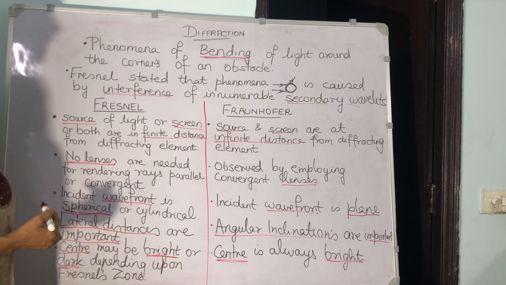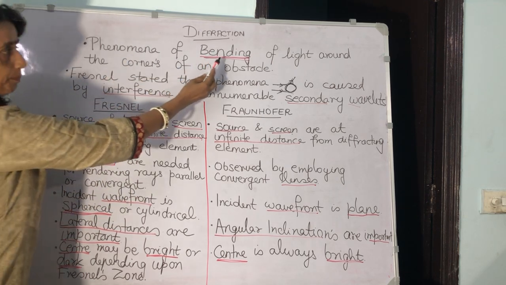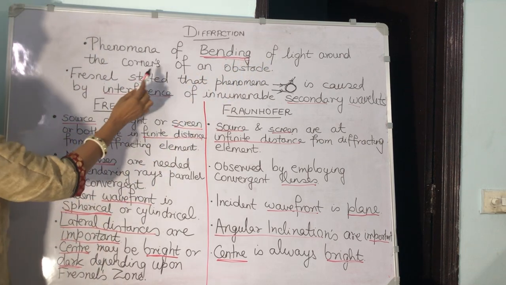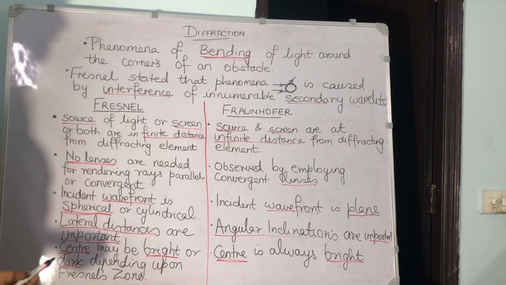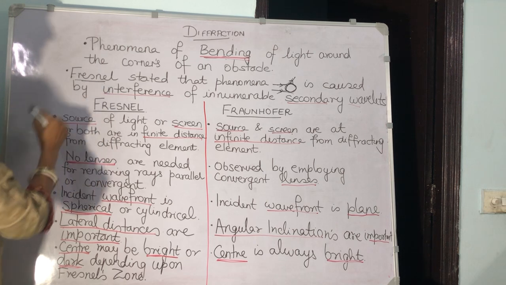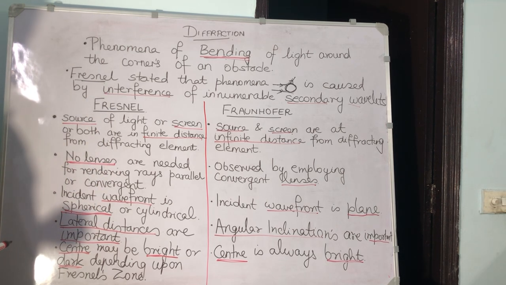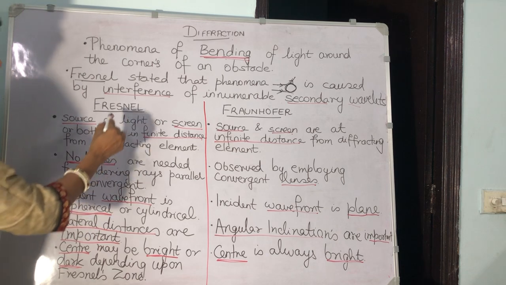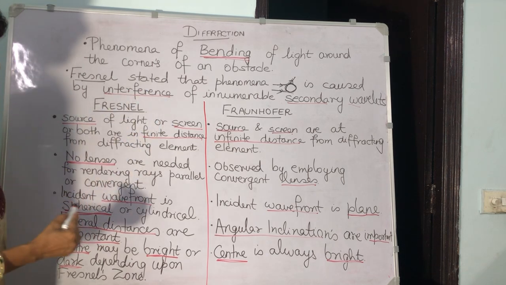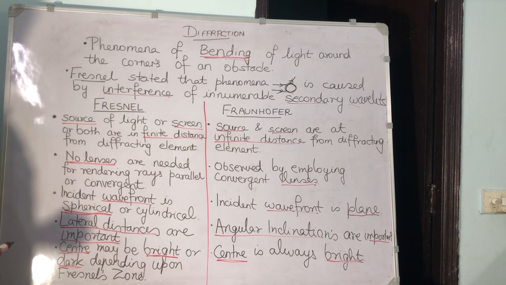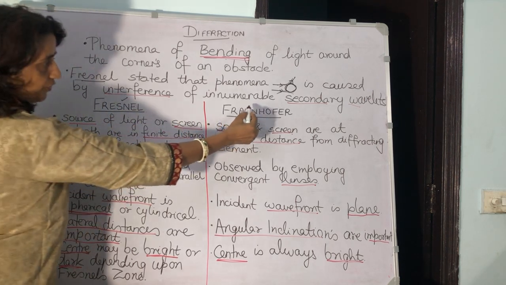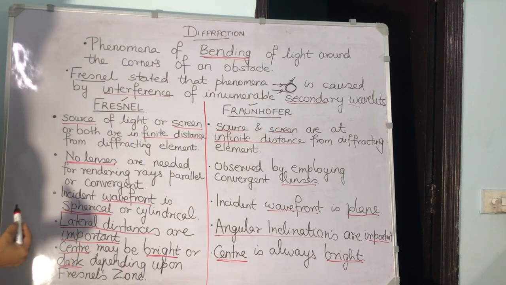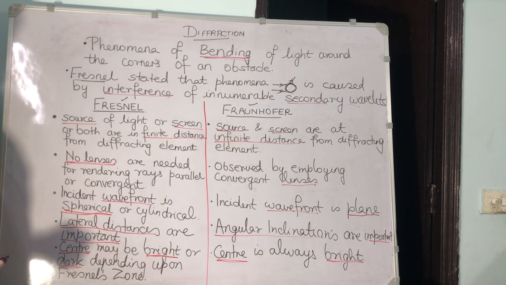We say that the phenomenon of bending of light around the corners of an obstacle or aperture or opening is known as diffraction, and Fresnel stated that this phenomenon is caused by interference of a large number of secondary wavelets. Now, there are two very famous classes of diffraction, the Fresnel class and the Fraunhofer class of diffraction.